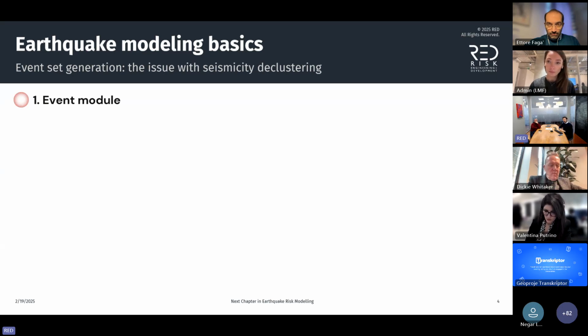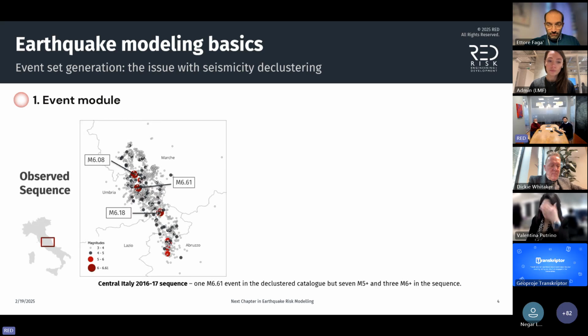And it largely has to do with this little process called seismicity declustering, very specific to earthquake modeling. Now, you're looking at an observed sequence. Earthquakes come in sequences. They don't come in individual main shocks that have no idea about each other. They come in these swarms.